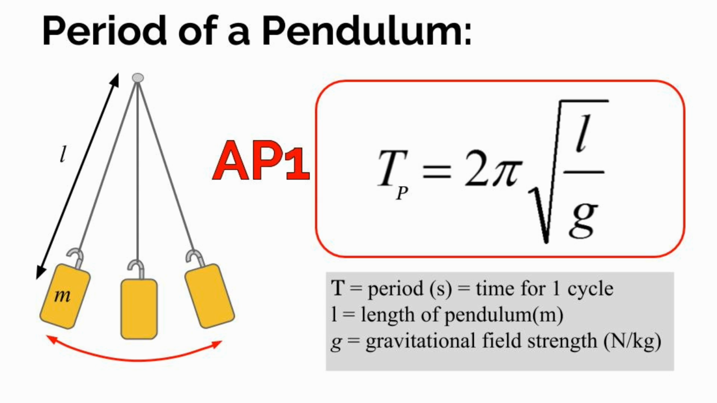So it turns out that the equation that we use to predict the period of a pendulum system depends on the length, and it depends on the gravitational field strength. The period of a pendulum system is equal to 2 pi times the square root of the length divided by the gravitational field strength. And this is an equation that you have on your AP equation sheet.